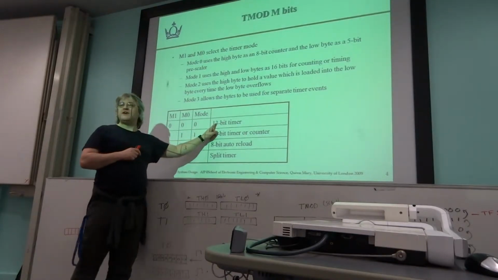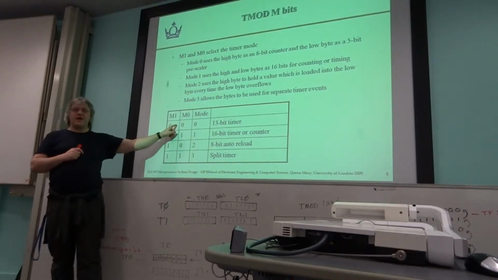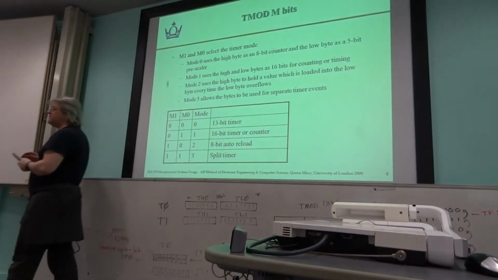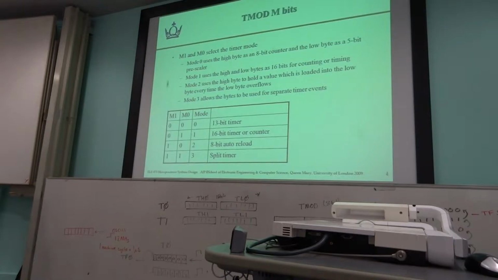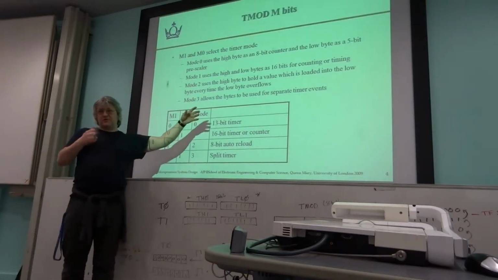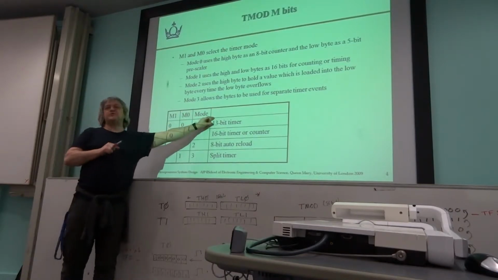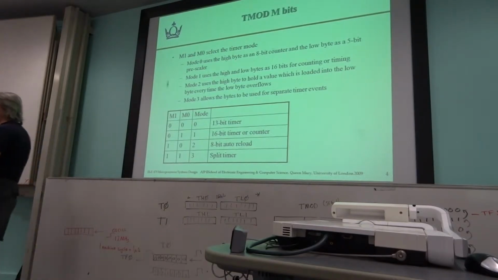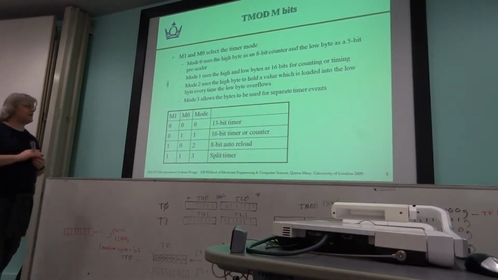The first mode we don't use very often. It's called mode 0, and although it's a 16-bit timer, we effectively ignore 5 of the bits in the 16-bit register. Technically, they become what's known as a pre-scaler, so although they're kind of counting, we don't show them. So it functions as basically a 13-bit register, a 13-bit timer.